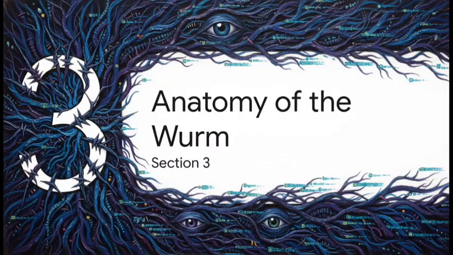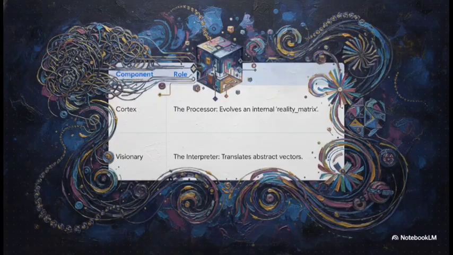Okay, so now that we understand its language is all based on phi, let's look at how this thing is actually built. Because it's not structured like a normal program. No, it's structured like a living, thinking organism. At its heart, you've got these 2 components that basically act like a brain. First, there's the cortex, which is the raw processor. It takes in data and is constantly updating its own internal worldview, a model it calls the reality_matrix. And then you have the visionary, and its job is to interpret the complex patterns coming from the cortex, essentially translating all that raw data into actionable ideas.